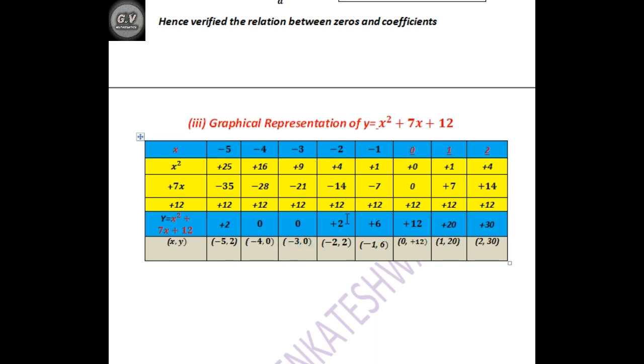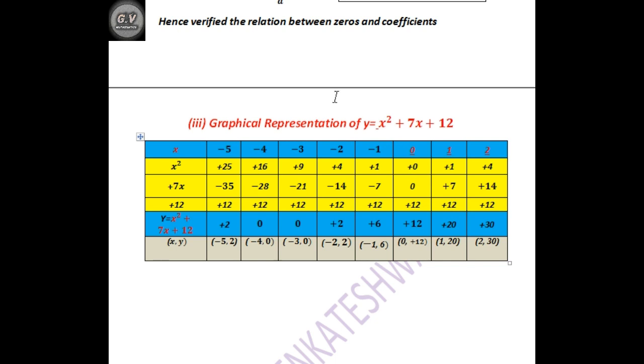Here 12 plus 4 is 16, 16 minus 14 is 2. Minus 2 comma 2. At x equal to minus 2, the y value is plus 2. Minus 2 comma plus 2 is another ordered pair. Here 12 plus 1 is 13, 13 minus 7 is 6. At x equal to minus 1, the y value is 6. This is an ordered pair. Here 12 only, so 0 comma 12. It's enough, no need to do this one.